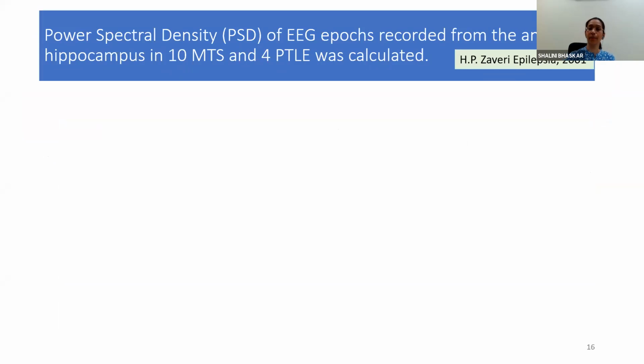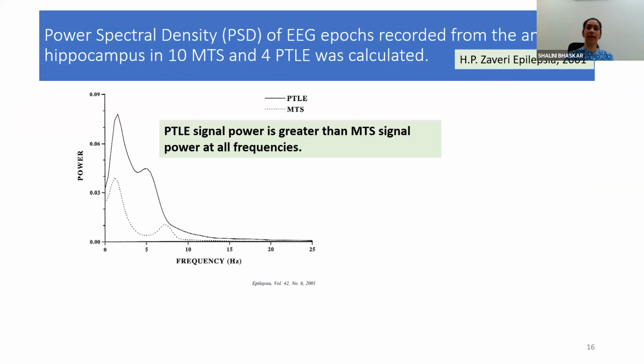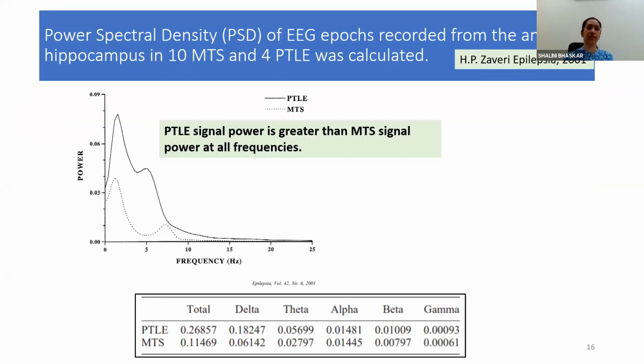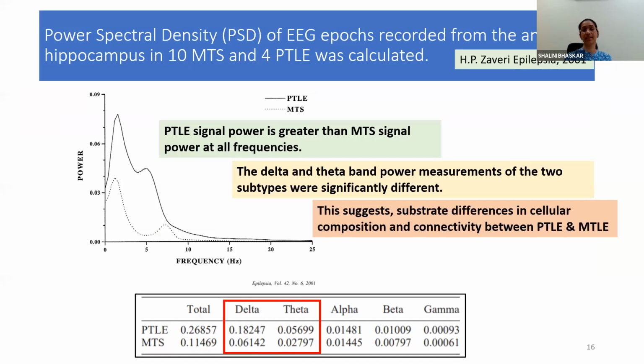This is an interesting report from Zaveri in 2001, which showed that the power spectral density is greater in PTLE patients than in MTS patients. Therefore, they found that the delta and theta band power measurements of the 2 subtypes were significantly different. This suggests substrate differences in cellular composition and connectivity between PTLE and MTLE.